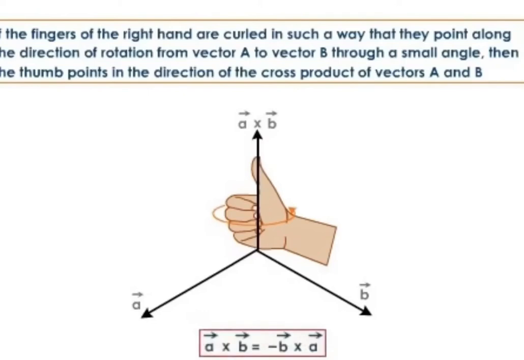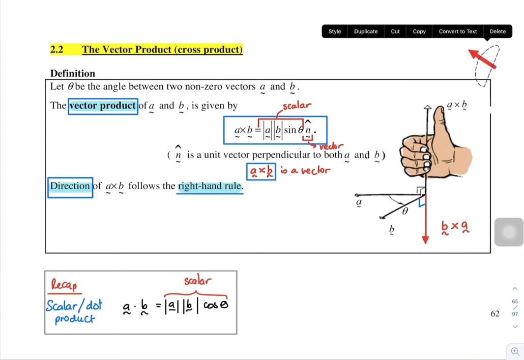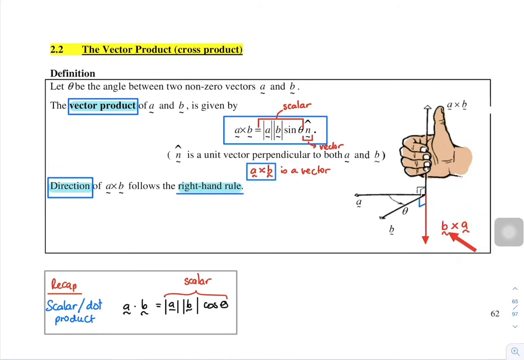Note that the cross product of two vectors will not obey the commutative law. If you use the right hand thumb rule to do a vector product starting with B first, B cross A, that means you curl your fingers from B to A, and you realize that your thumb will be forced to move downwards, as you see in the diagram in the red arrow here. So B cross A is in the opposite direction. One thing you should notice is that A cross B and B cross A are equal in magnitude, but they are in the opposite direction, and thus we can conclude that A cross B equals the negative of B cross A.